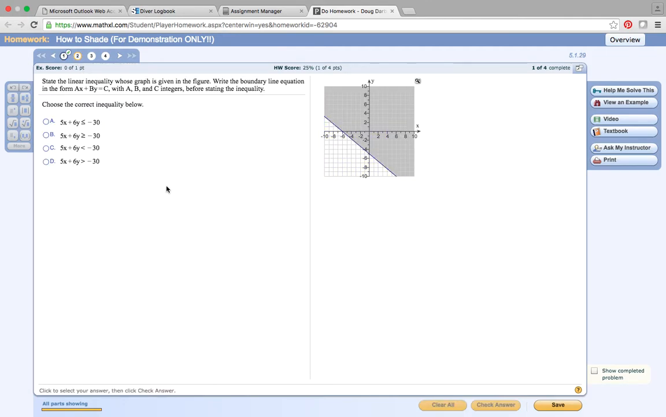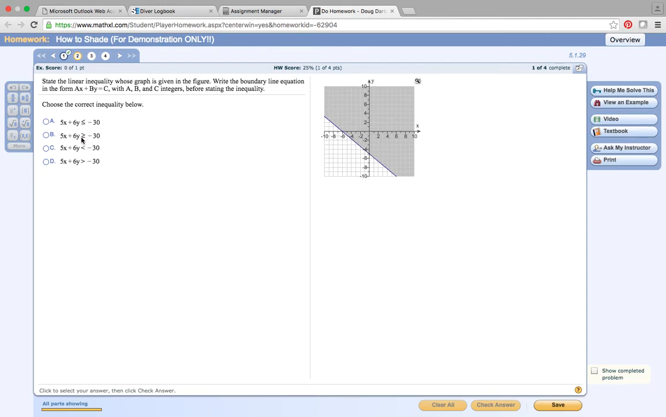This one really doesn't require you to shade. It requires you to choose the inequality that matches the graph. Well, because this is not a dashed line, it's a solid line, you know that you're either going to be greater than or equal to or less than or equal to. C or D, C and D, could not be the answer because this boundary line is not dashed.